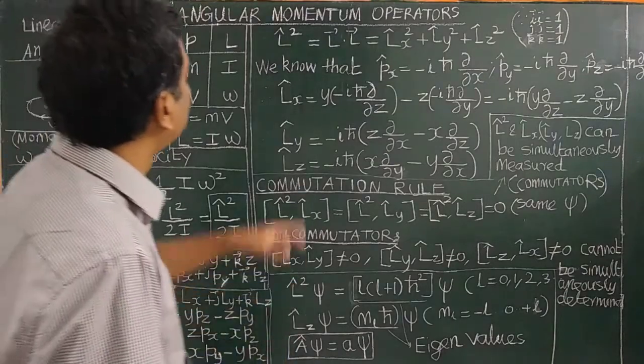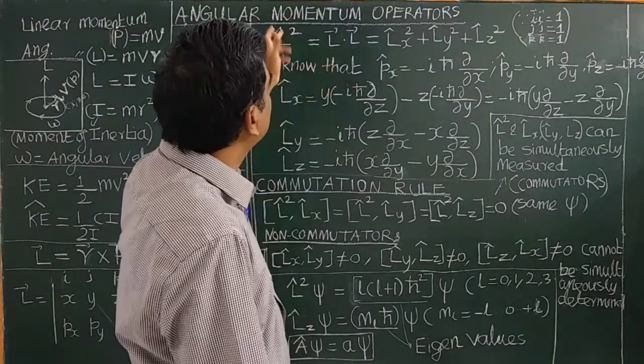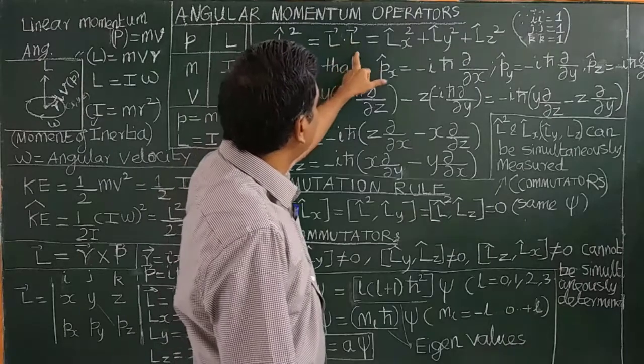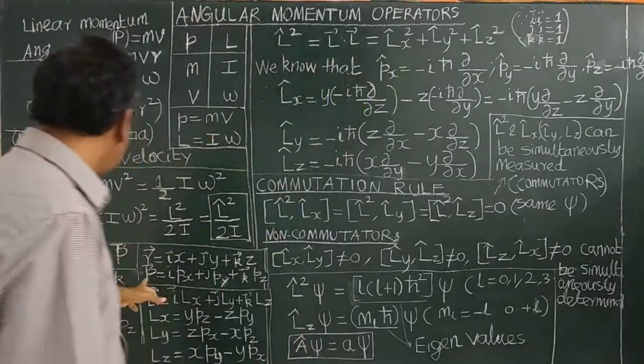Now we need L cap square to obtain the kinetic energy of the orbital angular momentum or spin angular momentum. What is L cap square? It is L vector dot L vector. Therefore, you know that L vector.